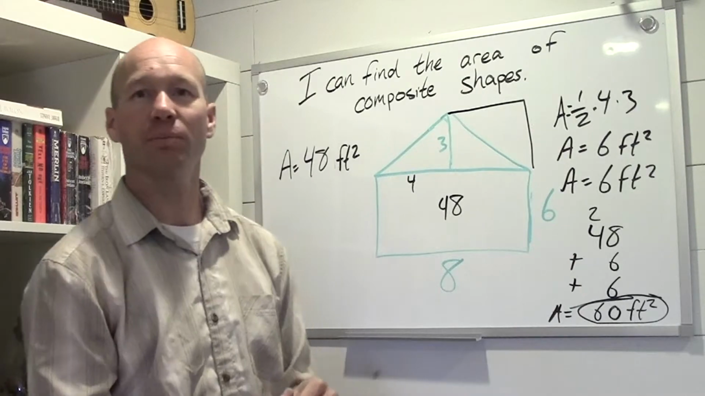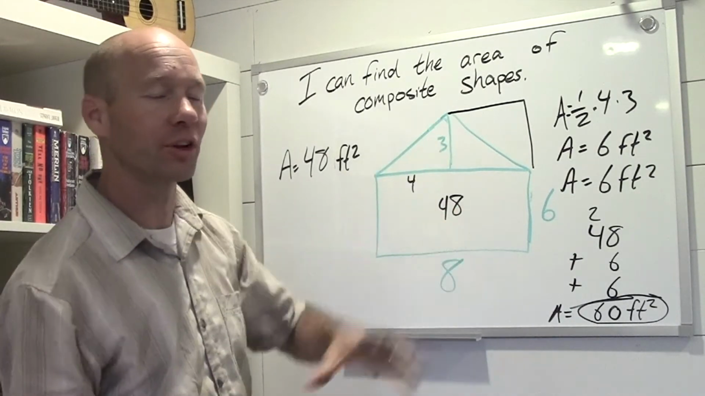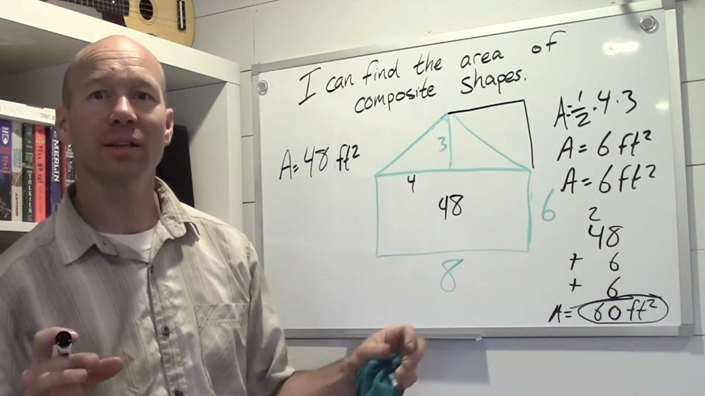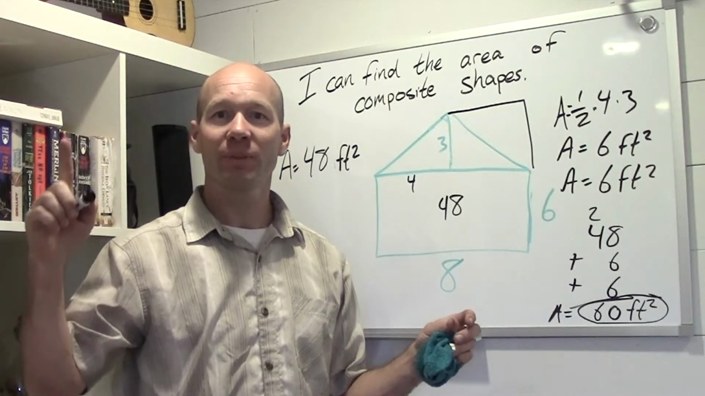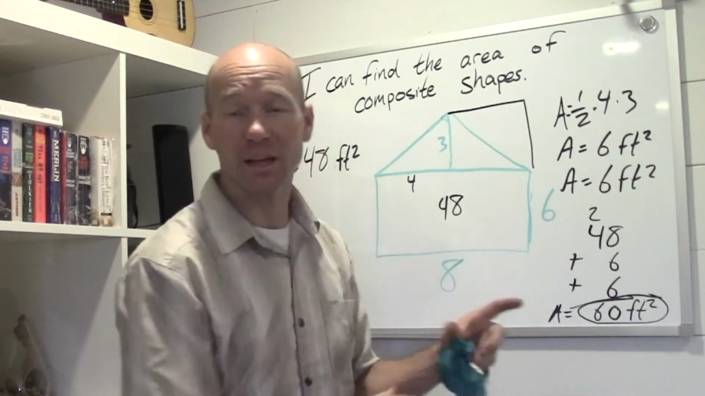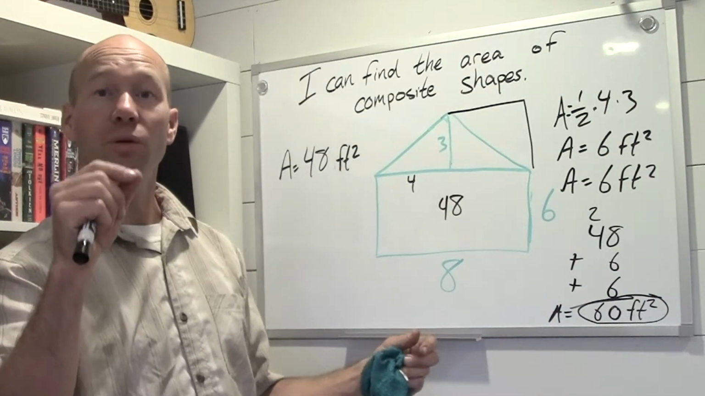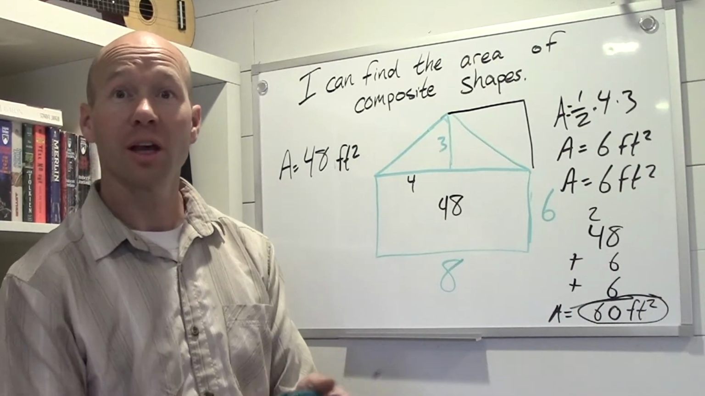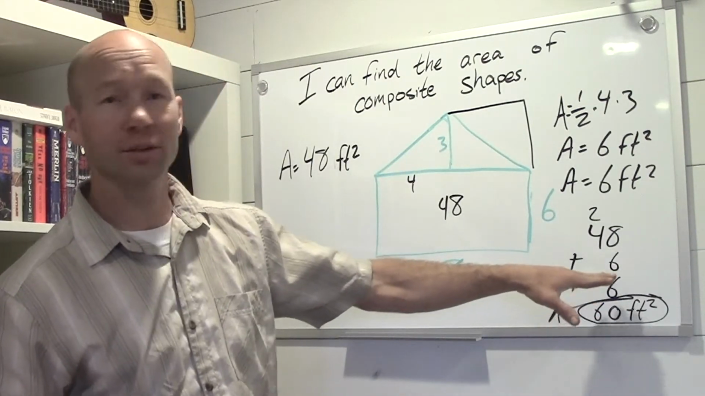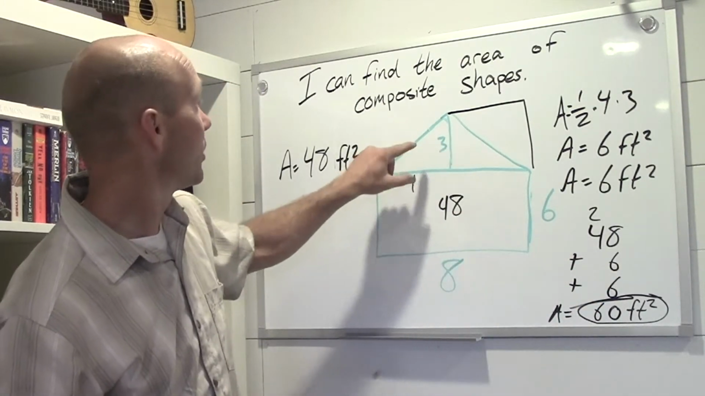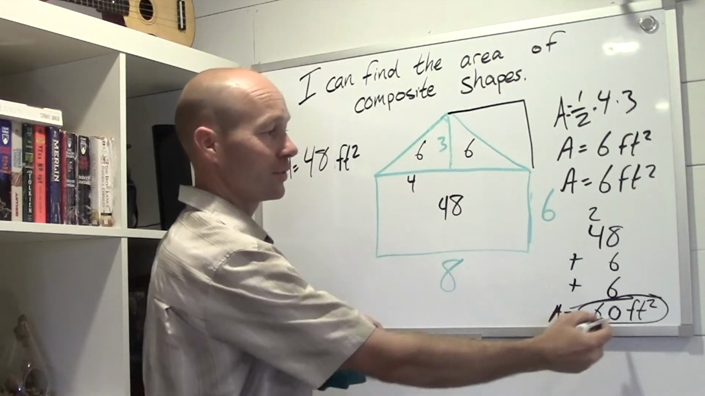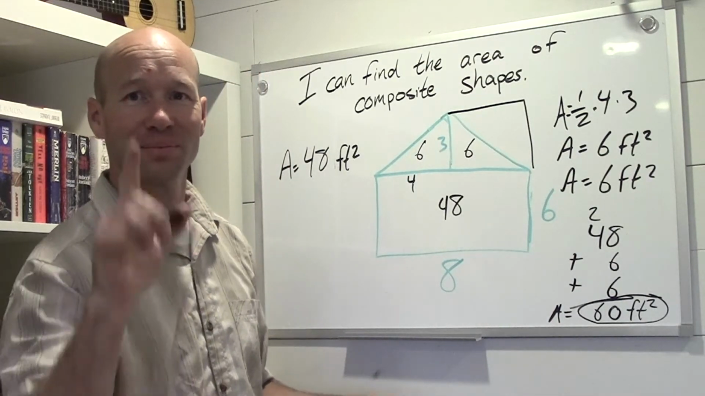Anytime that we have a composite figure, a figure made up of multiple figures, we need to find out what parallelograms, rectangles, and triangles we can find in that composite figure. So you're going to draw out those different figures, then you're going to find the area of every single one of them, and then add them all together. So 48 plus 6 square feet plus 6 square feet is 60 square feet. You got it.